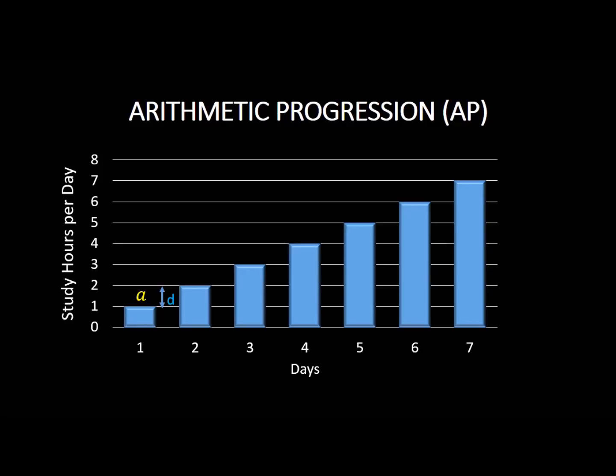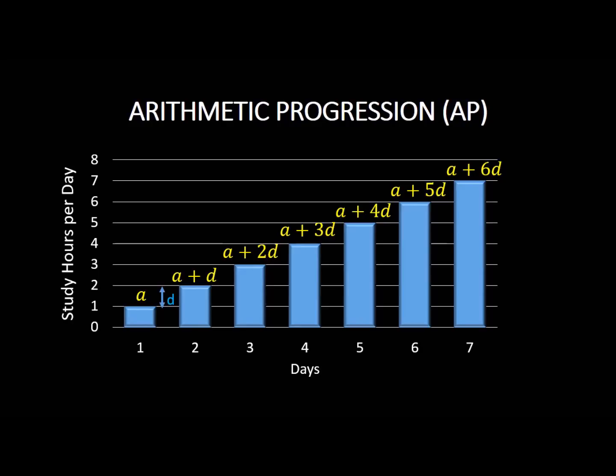How? Simply by adding the common difference to the first term and then to each term after that. So the second term, you just add the common difference D to A, and you get A plus D, which is the second term. To get the third term, you again add D to this. So A plus 2D will become the third term. Similarly, the fourth term will be A plus 3D, then A plus 4D, A plus 5D, and A plus 6D.